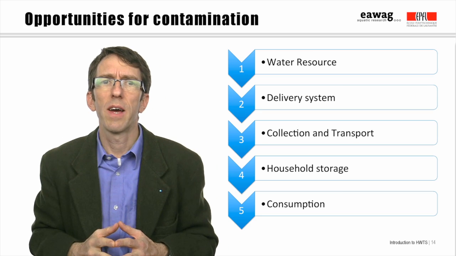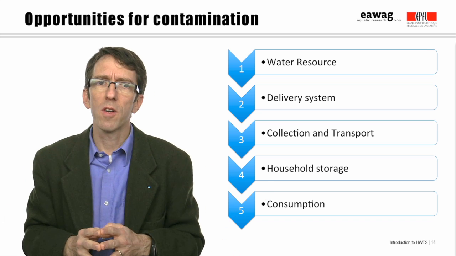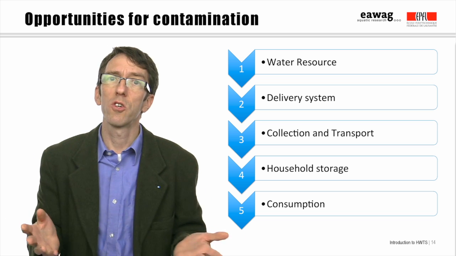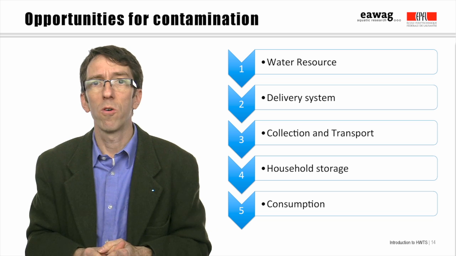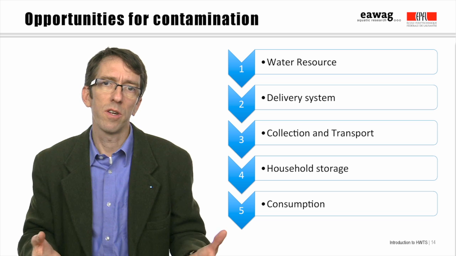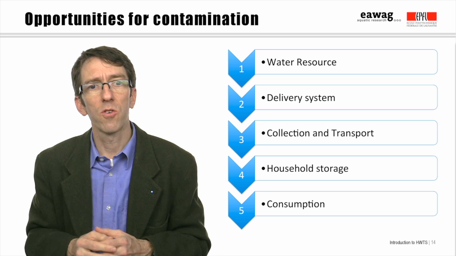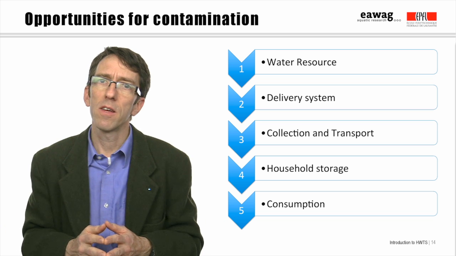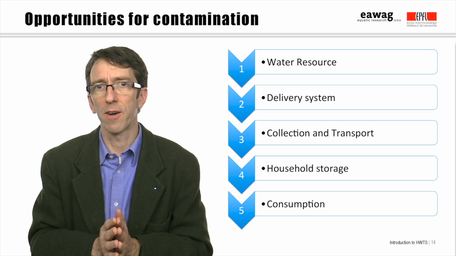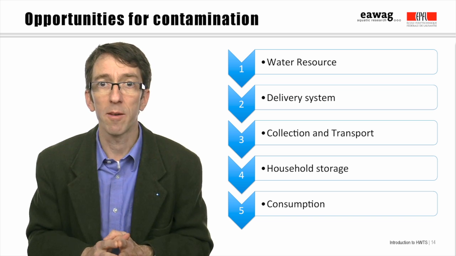Now let's focus in on those pathways between feces and faces that involve water. We can think about a safe water chain with different stages where contamination could be introduced. Contamination could occur at the water resource itself or during delivery to the consumer. Fecal matter can also be introduced during the collection and transport of water if the source is outside the home. When water is stored inside the household, it could become contaminated. And finally, the drinking water vessel itself, a cup or a glass, might be dirty and introduce fecal matter. Now let's look at an illustration of these different stages in a safe water chain.